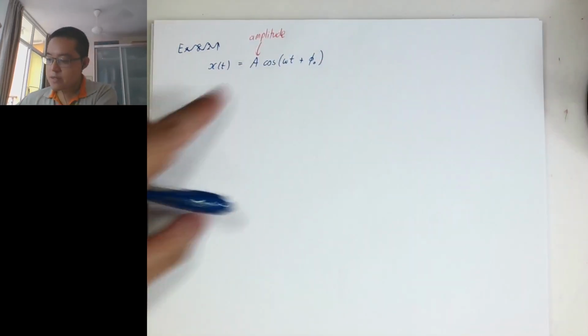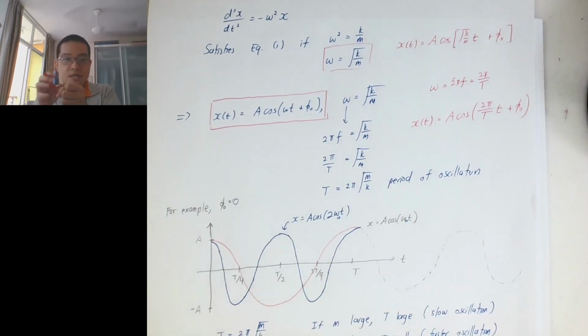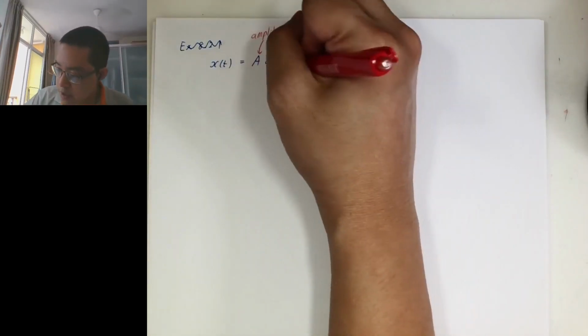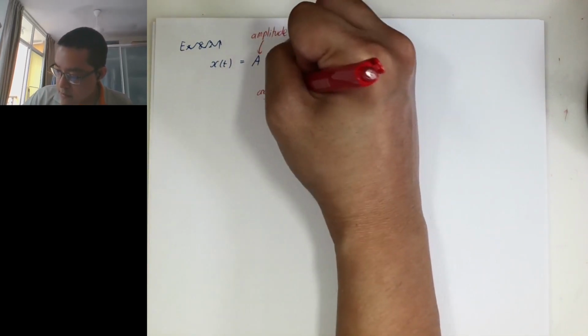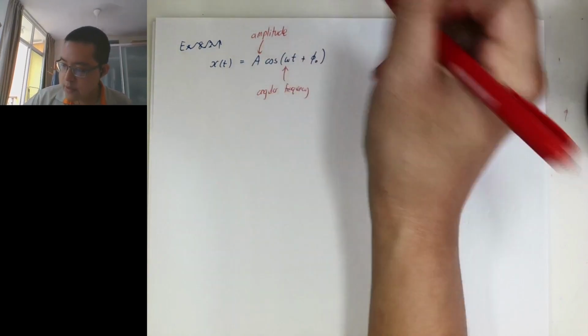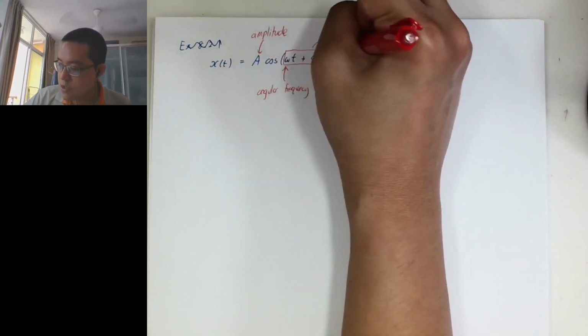Okay, so the amplitude is telling us how big the oscillation is. If A is large, it oscillates over a big region, right? If A is small, the region is small. So this is the amplitude. And then omega, I already told you this is the angular frequency, right? And this whole thing is called the phase.